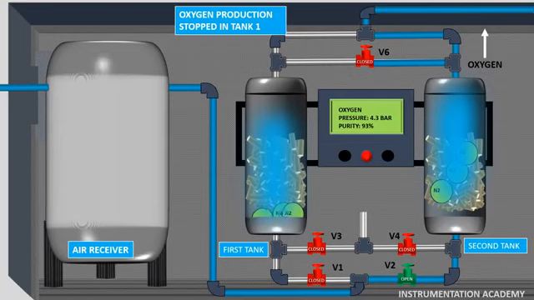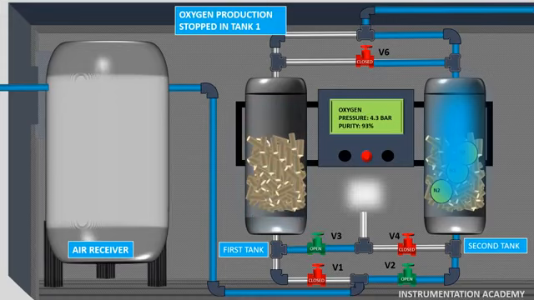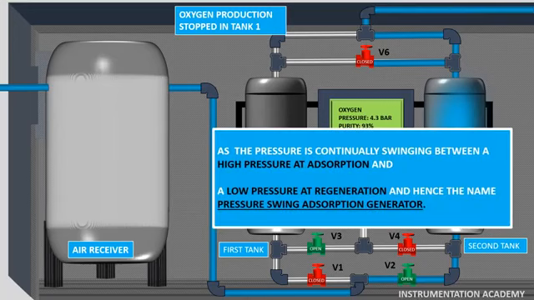Now as the pressure inside the first tank reduces, the zeolite loses its ability to absorb nitrogen and starts releasing the remaining nitrogen that was absorbed earlier. This released nitrogen is vented out from the system through valve V3 and the zeolite becomes regenerated. By doing that, the system makes room for new nitrogen molecules to attach to the zeolite in the next adsorption phase. These operations are alternately repeated in both the tanks and the pressure is continually swinging between a high pressure at adsorption and a low pressure at regeneration, and hence the name pressure swing adsorption generator.